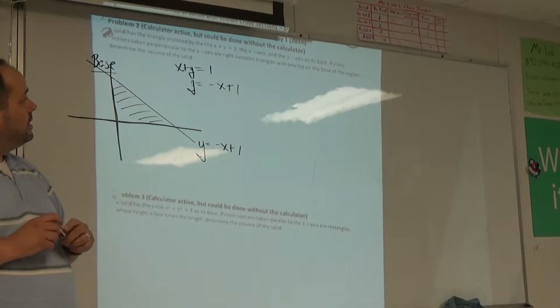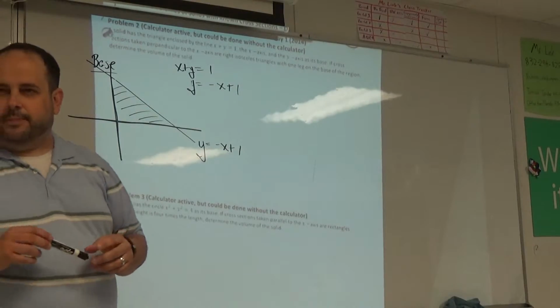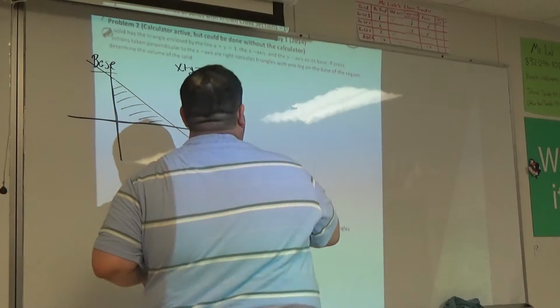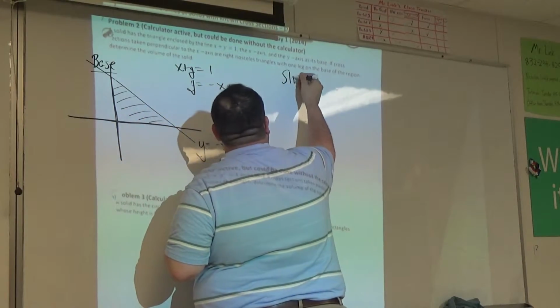Perpendicular to the x-axis. Perpendicular to the x. Can you show me perpendicular to the x? This way, right? This is the slice. Tell me more. There's something else about the slice. They are right isosceles triangles.